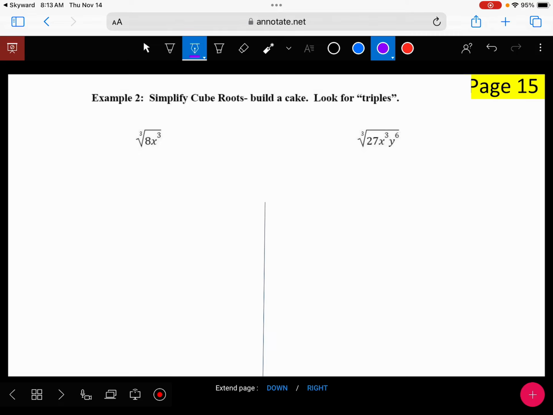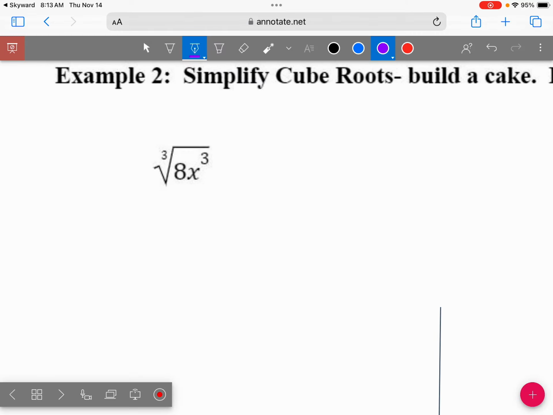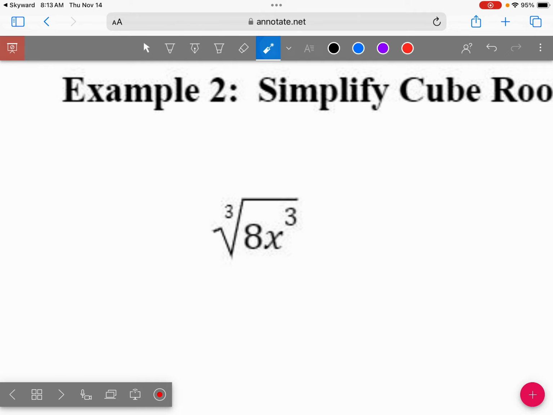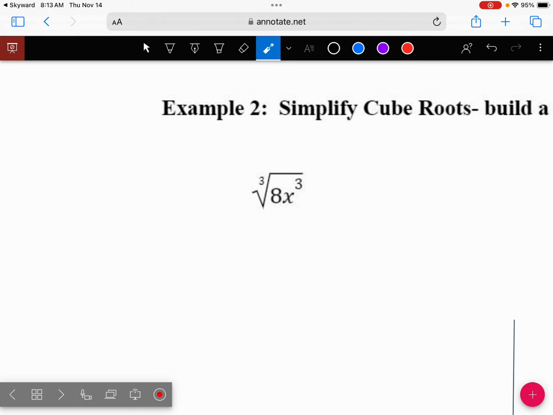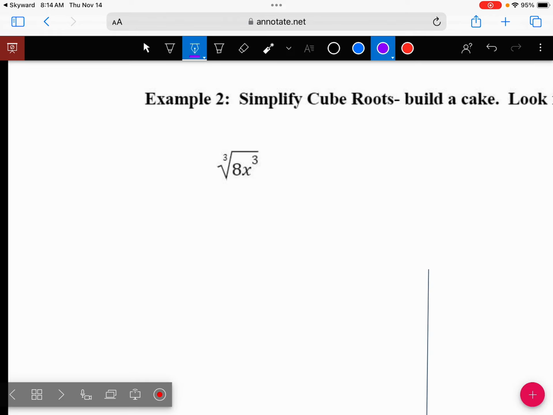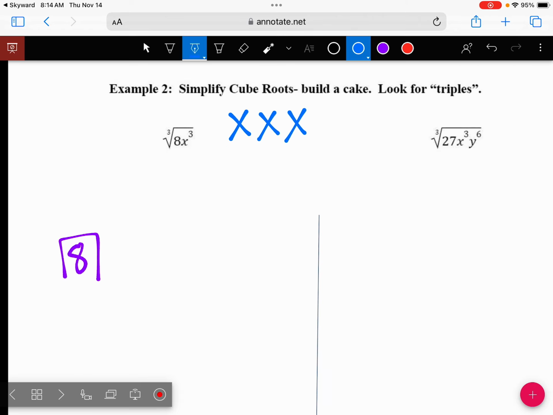So page 15, now we're going to talk about triples. So let me zoom in really quickly. Do you see how the number has changed? Now we have a 3 in the elbow. So what that means is when we build our cake, we're not looking for pairs anymore. We're looking for groups of 3s. So let's go ahead and build our cake with the 8. And then I have my 3 x's, 1, 2, 3. But now we're looking for a triple. We need a set of 3 instead of 2 because that's the number in the elbow.